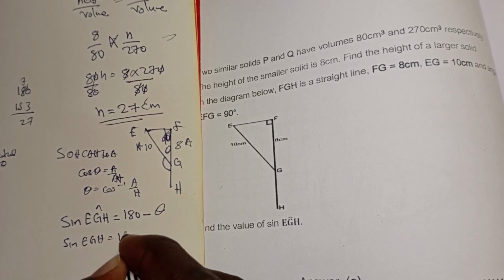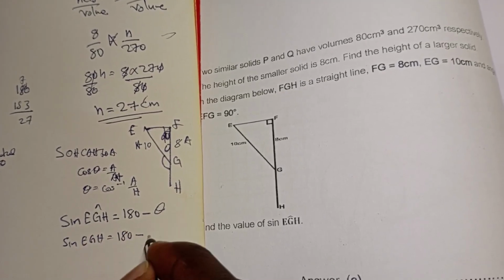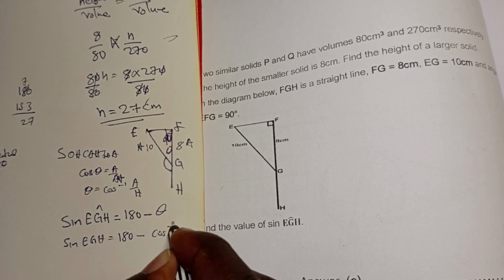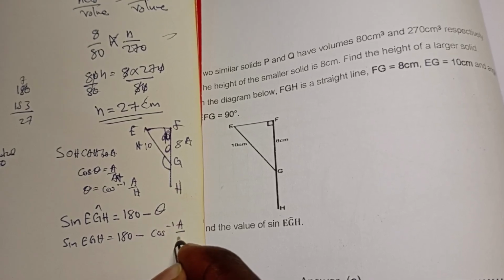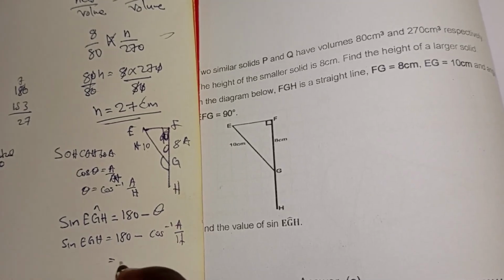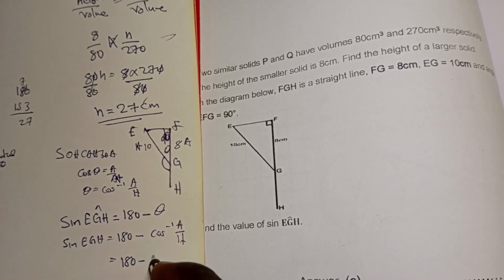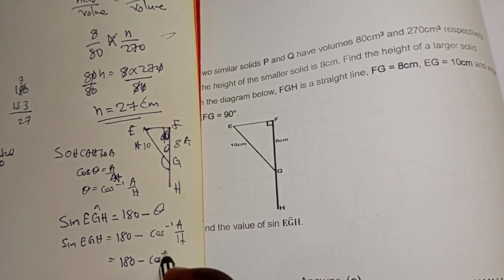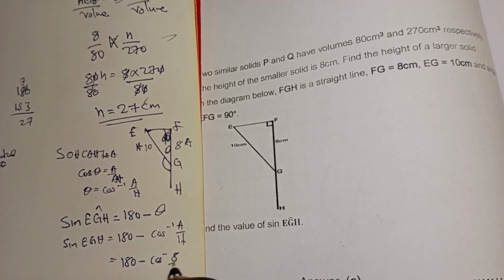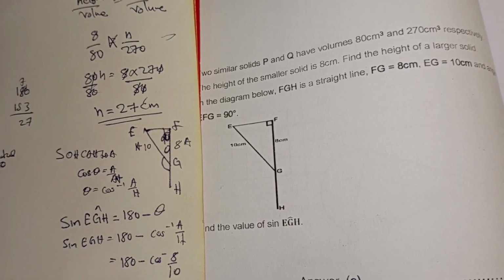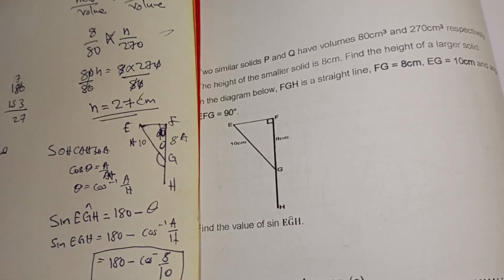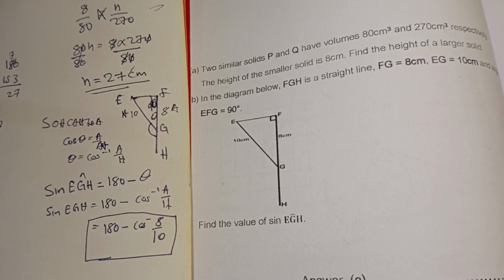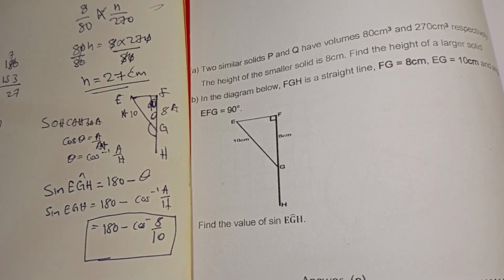So you are going to say sin EGH is equal to 180 minus the theta here, which is simply cos inverse A over H. It's going to be 180 minus cos inverse, adjacent is 8 over 10. Okay, so I can leave it here. There's nothing you can do, you can just leave it there.